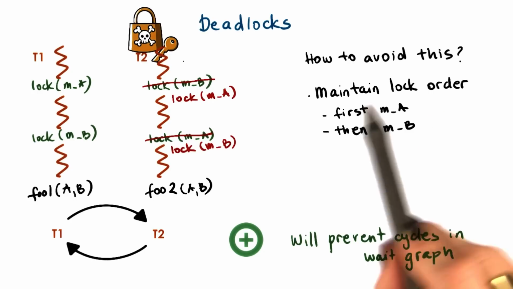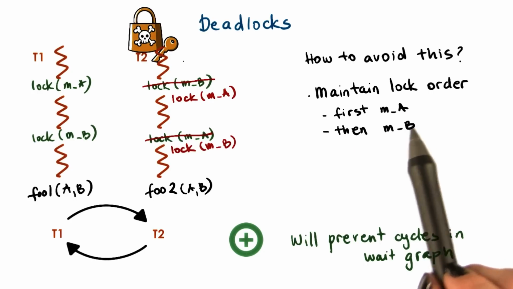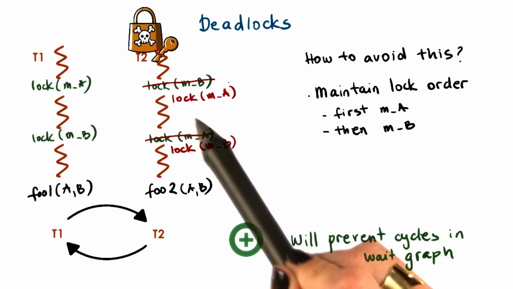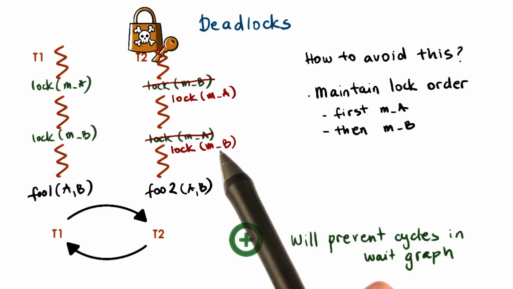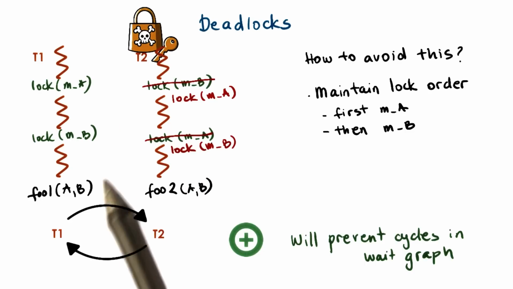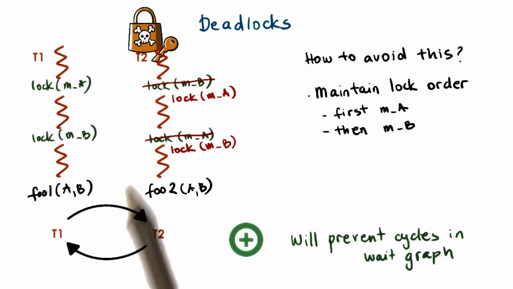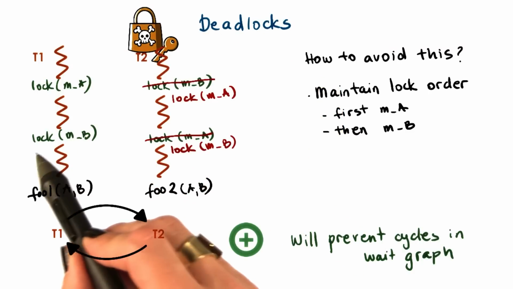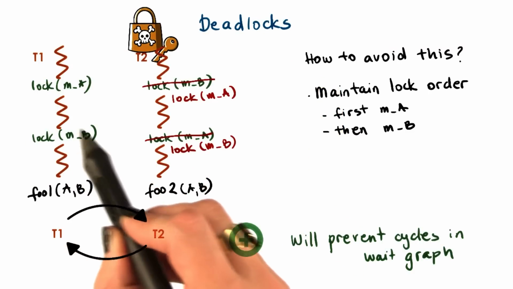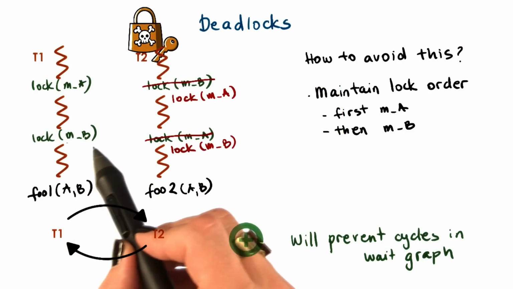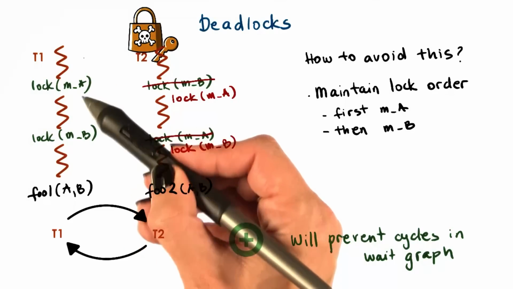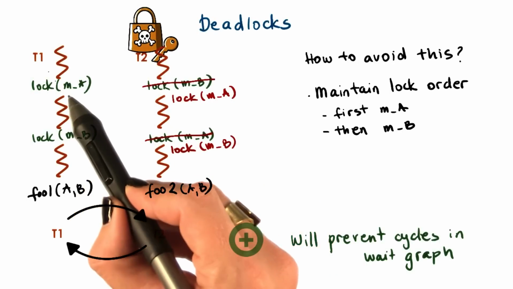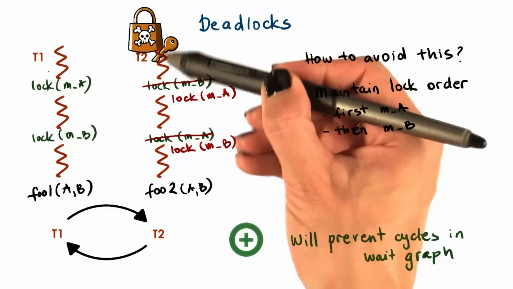So to enforce this kind of maintain lock order principle in the example before, T2 would have to get the mutex for A first and then the mutex for B. And there's no way then in this code a cycle would occur. There's no way that a deadlock can happen. So consider this. If thread 1 is about to execute the operation lock M of B, it means it already has acquired the mutex M of A. If thread 1 already has this mutex, then thread 2 cannot have it.